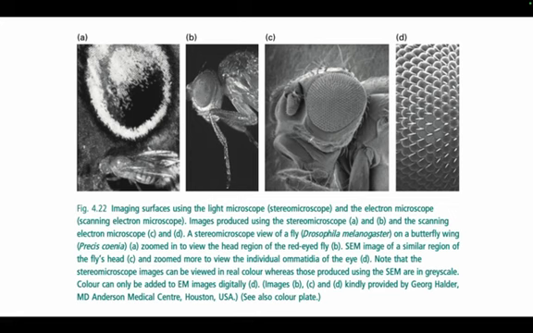And then when we image it using the electron microscope, we can see an image like this. The amount of detail we can get in this is amazing. You can see the individual components of the compound eye. So this is an example of how we can harness the power of scanning electron microscopy.